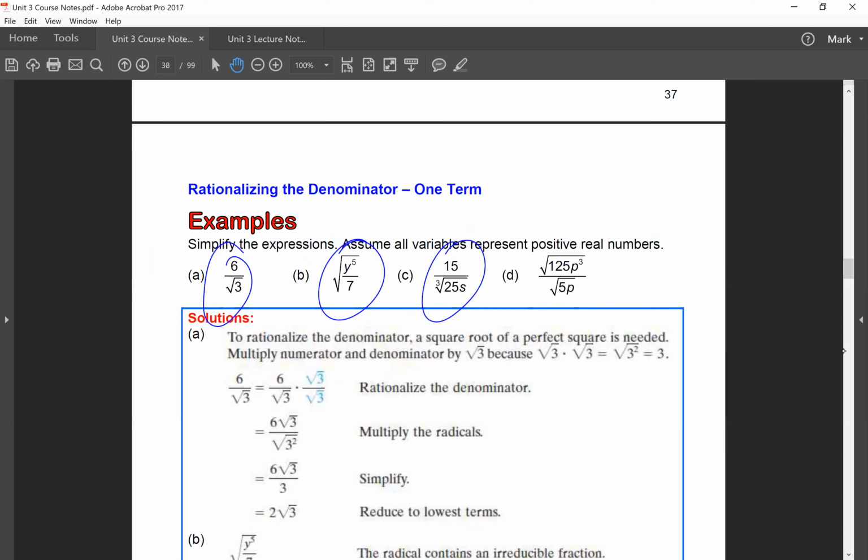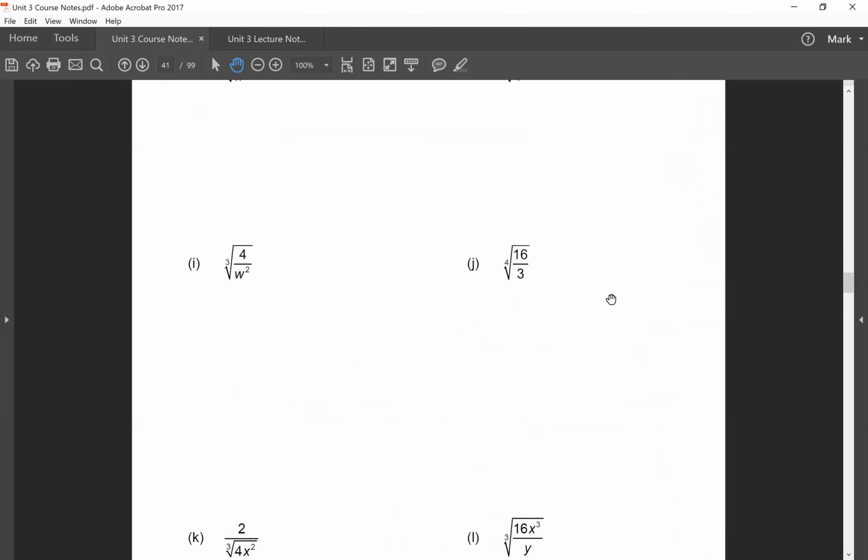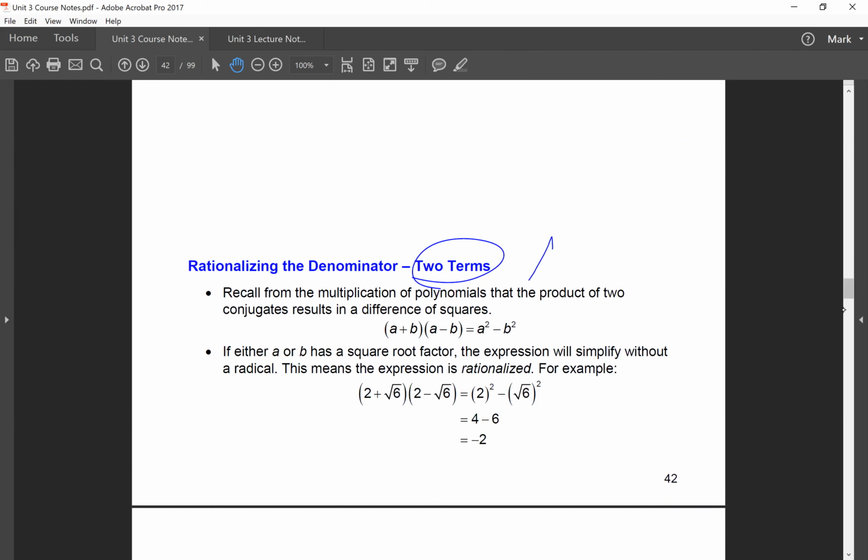So there's a problem with A, B, C, and D. And we're going to simplify this by multiplying the denominator by, well, I want to say by itself. It's easier than it sounds. So we're going to look at 2 examples. We're going to look at one term, and then we'll practice that. The one term is quite easy, and then we'll look at 2 terms. You'll see a question about this tomorrow.